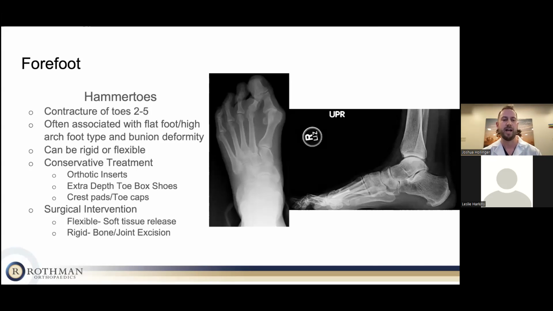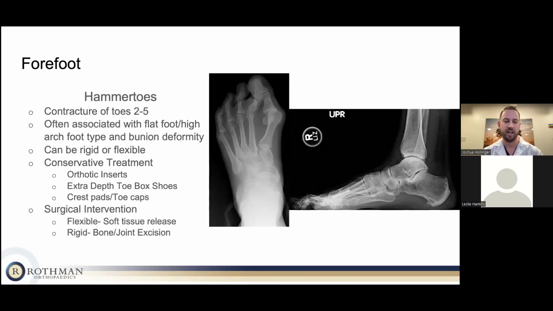From a conservative perspective, orthotic inserts can be helpful for the same reasons that we talked about with bunions. But here, an extra depth shoe can make a big difference. So especially if the pain is on the top of the knuckle at that contracture, that rigid deformity of the toe, just giving the toe a little extra space on top can be a big help. Crest pads and toe caps can be helpful as well. These are padded devices that either go underneath all 4 toes or individually over each toe to just either cushion or offload those areas.